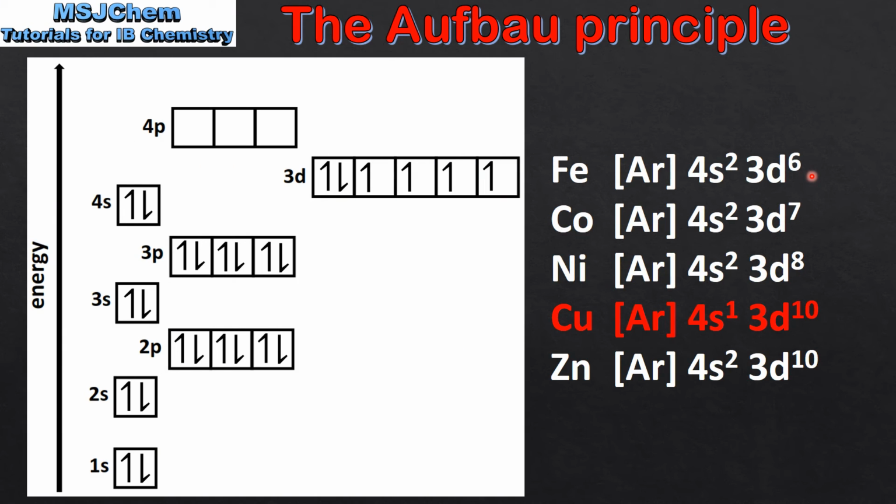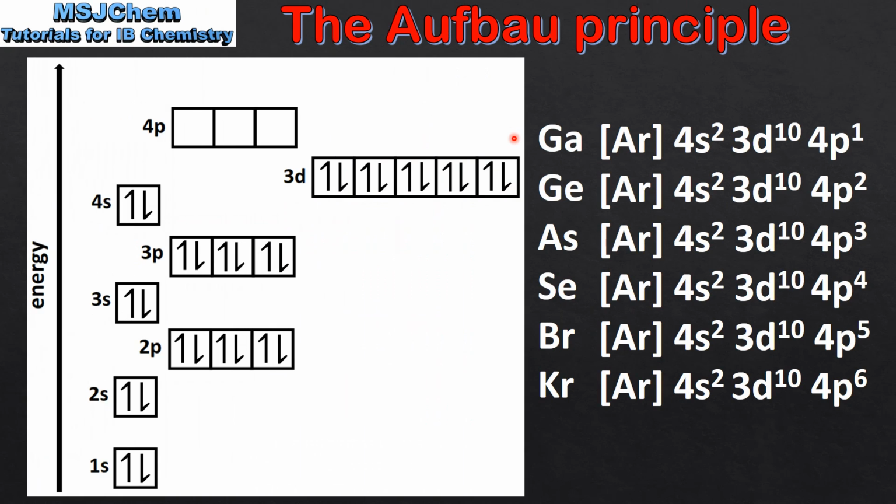So next we have iron, which is 4s2, 3d6. Moving on to cobalt, which is 4s2, 3d7. And then nickel, which is 4s2, 3d8. When we get to copper, we have another exception to the Aufbau principle. The electron configuration of copper is 4s1, 3d10. And finally, we have zinc, which is 4s2, 3d10, which completes the 3d sublevel.